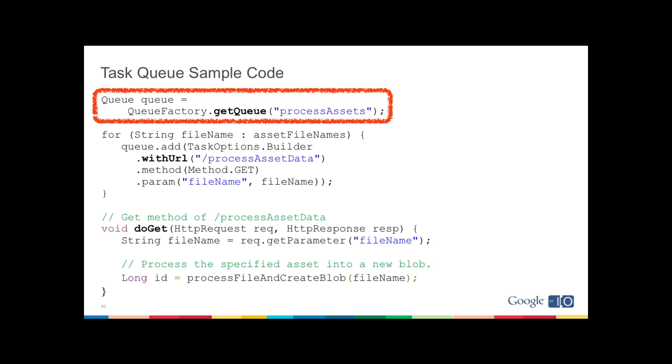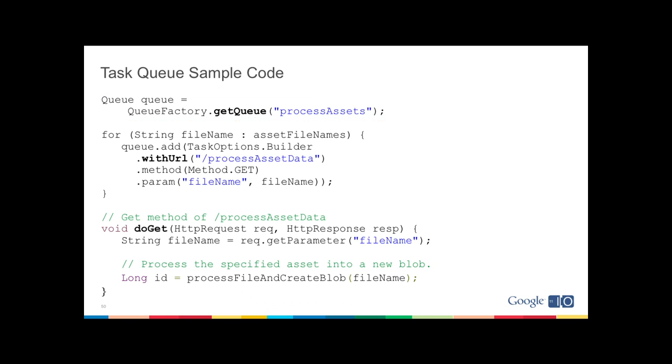You call out a queue by name, one that you just put in the queue XML file. And then you add tasks to it, and each task takes a URL that it's going to hit, whether you're going to get or post to that URL, and URL parameters you want to add. And then each task executes, calls doGet, and does whatever kind of processing that method is supposed to do.